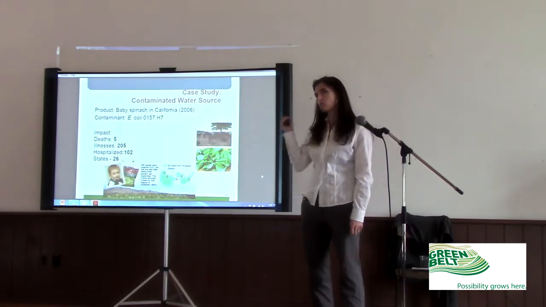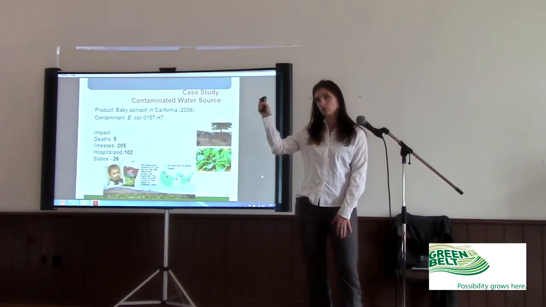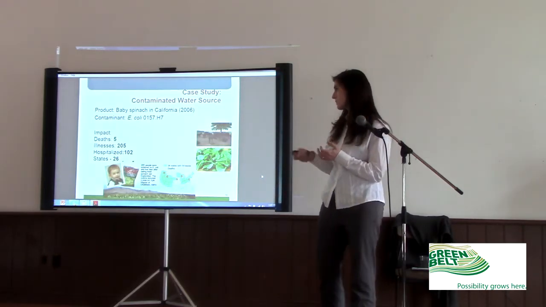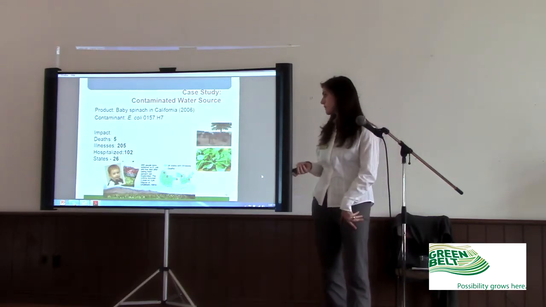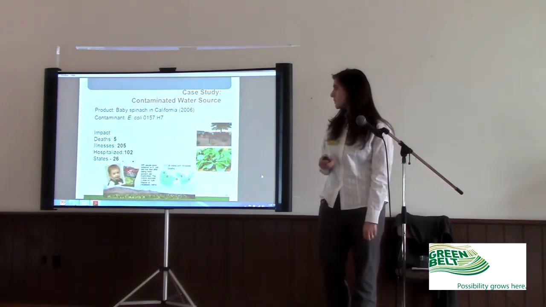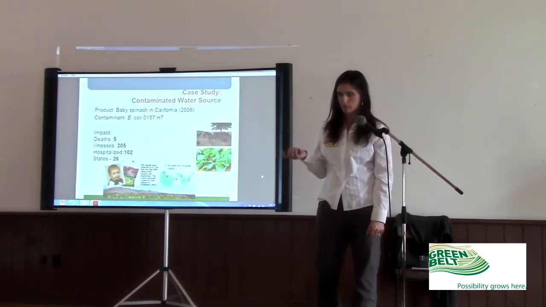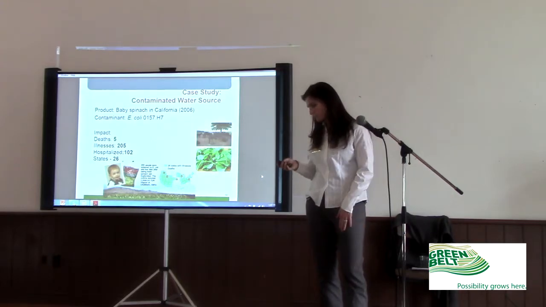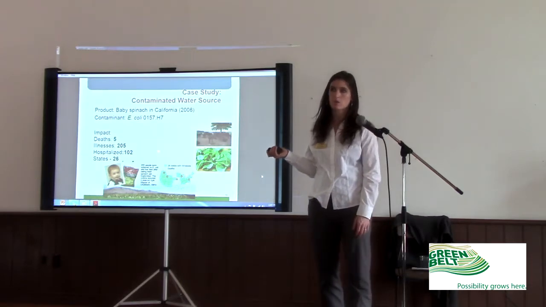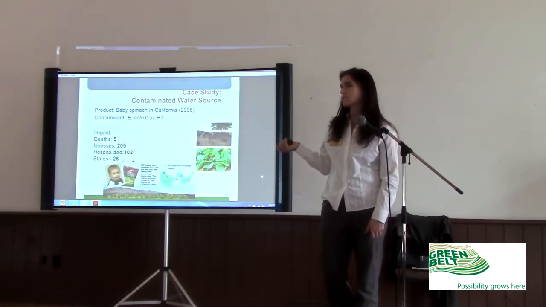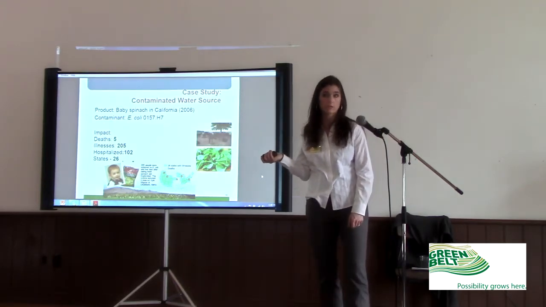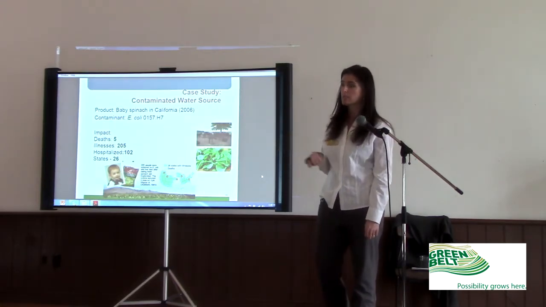We touched on this a little bit right at the onset when I had the three columns up about the three major outbreaks that have occurred. This particular one is on the baby spinach back in 2006. It was in California. The contaminant was E. coli O157. And you can see the impact there. People died, many people were sick, lots of people hospitalized. And from this study, they indicate that 15% of the people that were hospitalized will experience kidney failure at some point in life because of this.